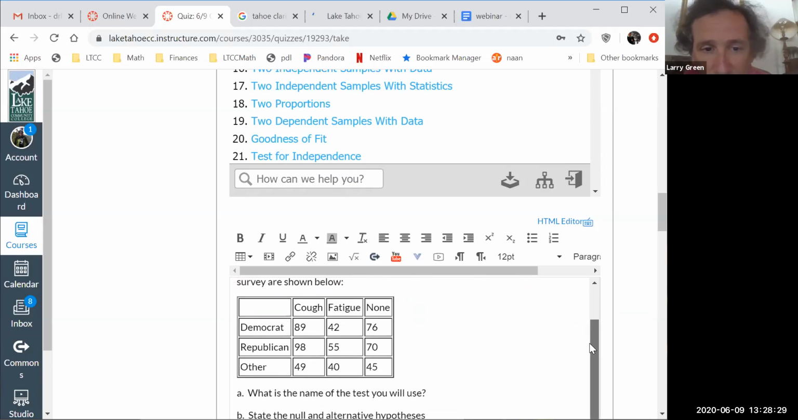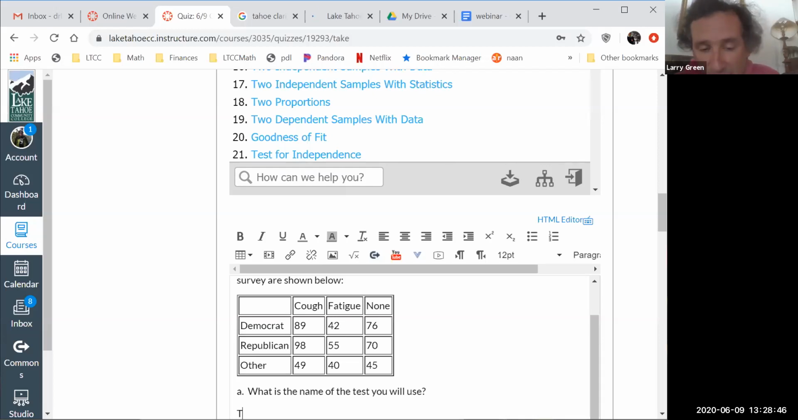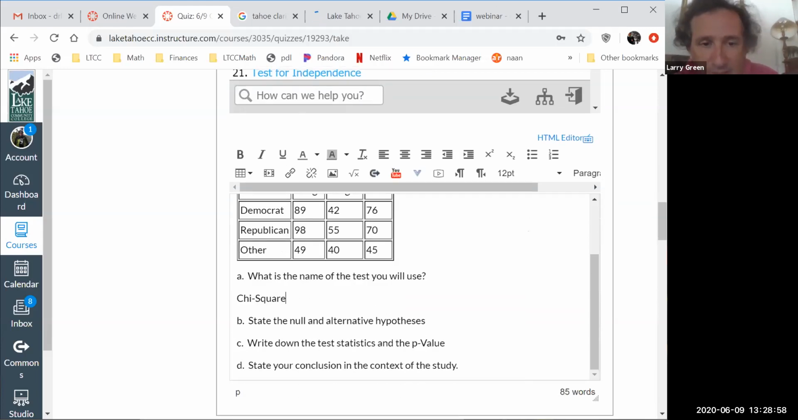So what test do you think we're going to be using to find out if there's an association between political affiliation and symptom? What's the name of the test? Yeah, this is a test for independence. And if you want to write chi-squared, you can. You probably can't see it, it's too low, is my guess. Chi-squared test for independence. Any questions on part A?